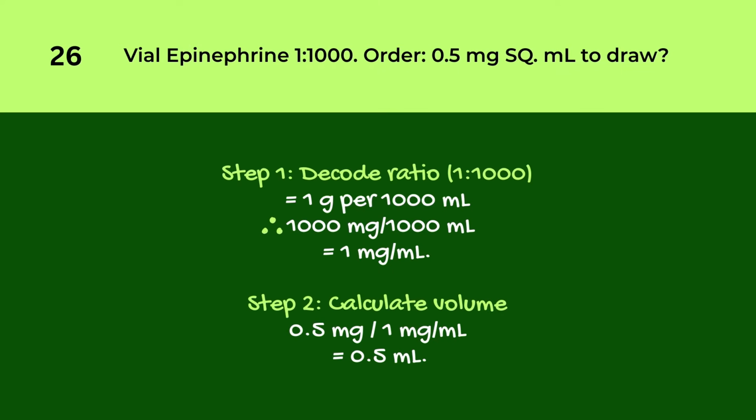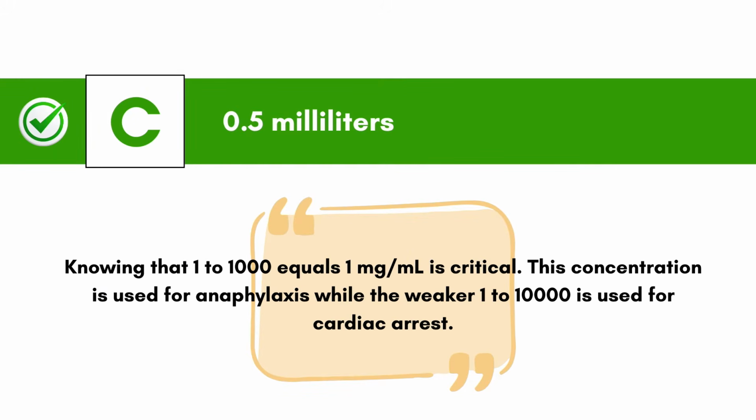Let's lock it in. Spot on. Option C is correct. Knowing that 1 to 1000 equals 1 milligram per milliliter is critical. This concentration is used for anaphylaxis, while the weaker 1 to 10,000 is used for cardiac arrest.